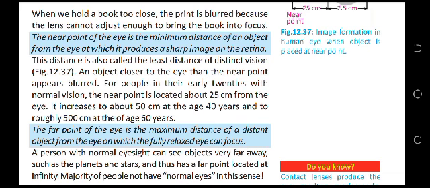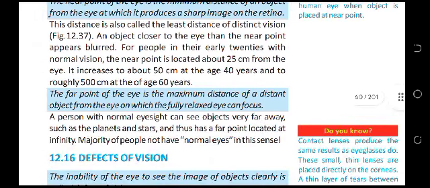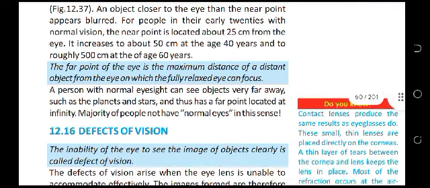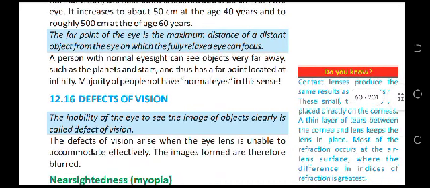The far point of the eye is the maximum distance of a distant object from the eye on which the fully relaxed eye can focus. A person with normal eyesight can see objects very far away, such as the planets and stars, and thus has a far point located at infinity.